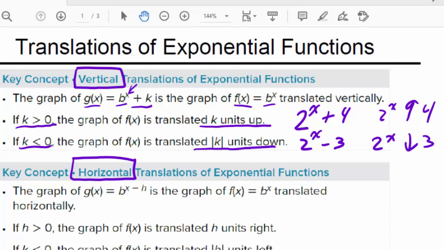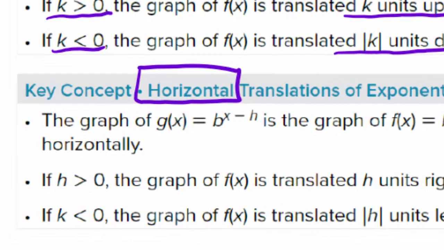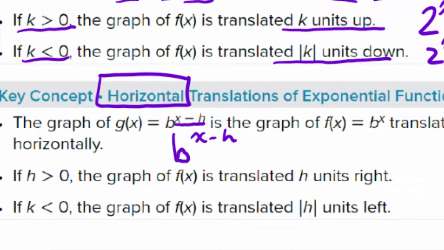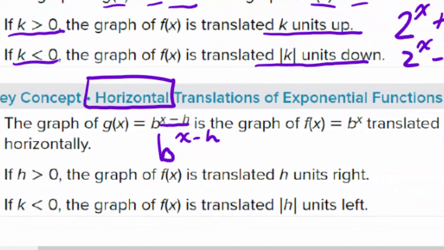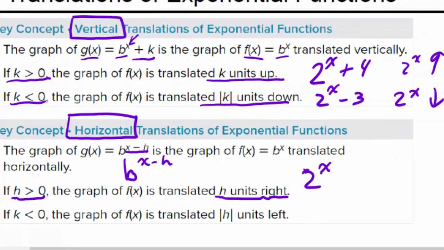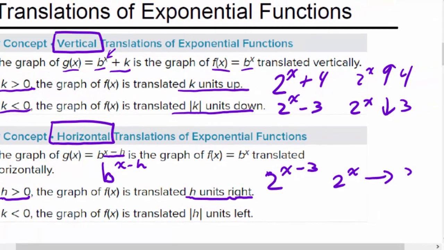When we get to horizontal, we have to think opposite, but you also notice that we're using the letter h here. We're not using the letter k, and also notice that the action of the h is on the exponent itself. Okay, so it's b to the x minus h, and that's the graph of f of x equals b to the x translated horizontally. Now again, if h is greater than 0, then we are translating h units to the right. If we have, let's say, 2 to the x minus 3, we are going to translate 2 to the x 3 units to the right.